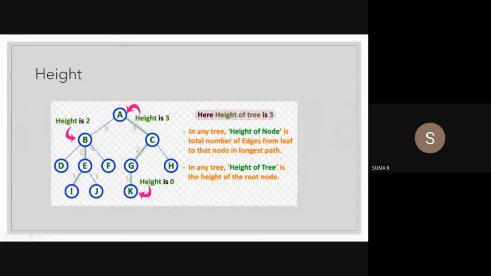Now what is height of a tree? The maximum height of any node is the height of the tree. So here if we take the maximum height is the height from A to K. So A to C, C to G, G to K is the maximum height. So how many edges are there? 1, 2, 3. 3 edges are there. Hence the height of the tree is 3.